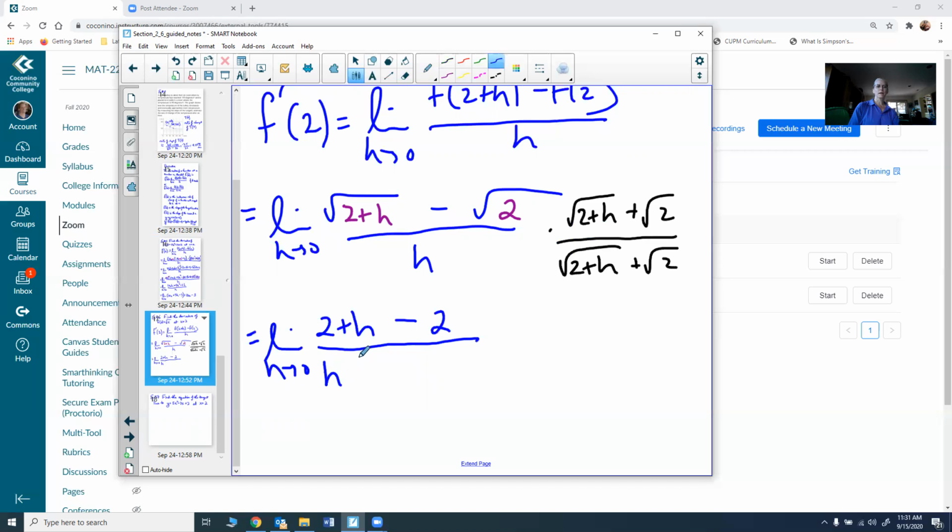I would not multiply out the denominator. Again, you want to try to cancel this h out. If you multiply out the denominator, you'll just be factoring it back out. So let's just leave it in factored form.